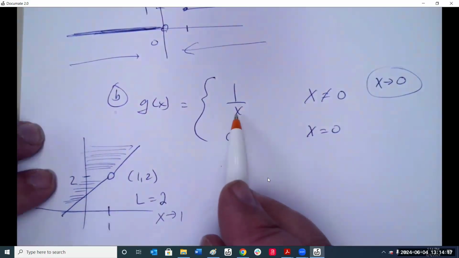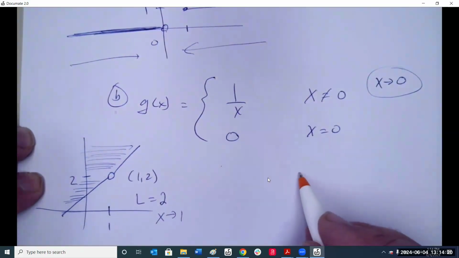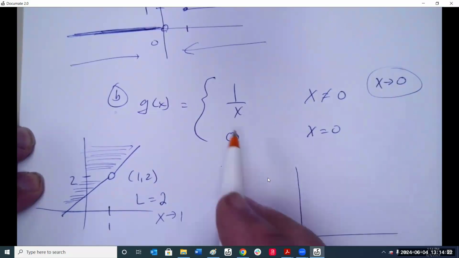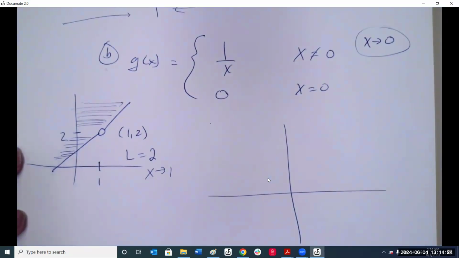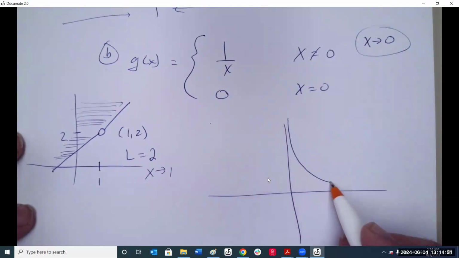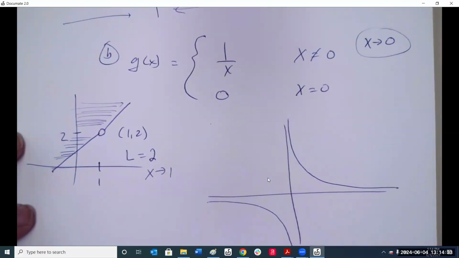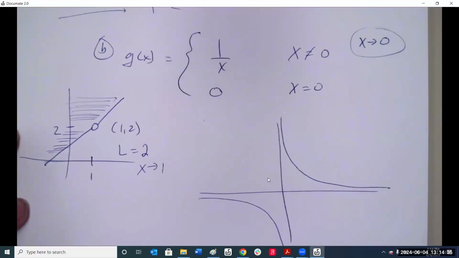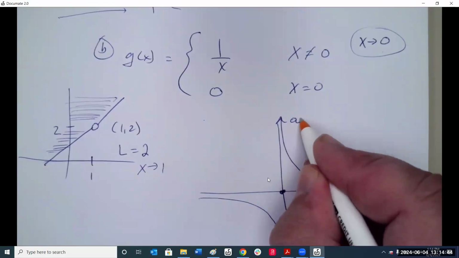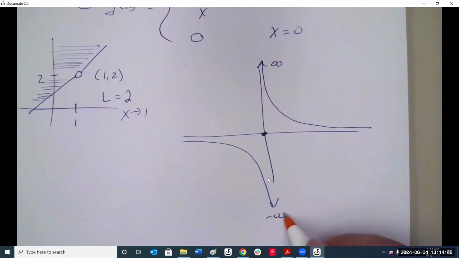So likewise, now in this one, what does that graph look like? 1 over x. You guys don't need a calculator. If it's positive, it looks like this. If it's negative, it looks like this. And at 0, it's 0. So as x approaches 0, what happens? This side goes to positive infinity. This side goes to negative infinity. So it goes opposite directions. There is no limit.